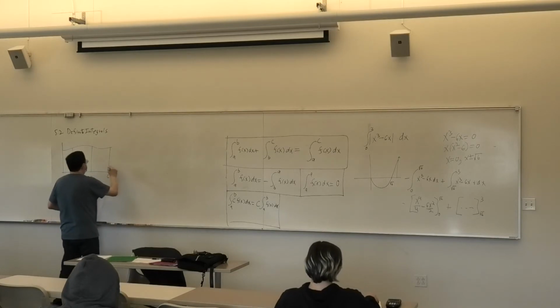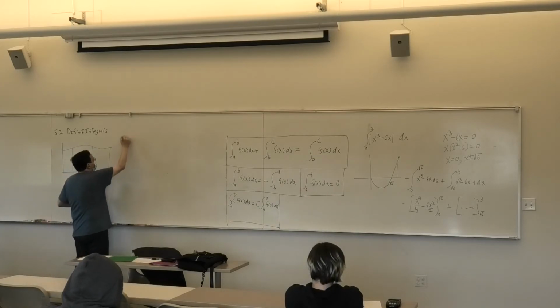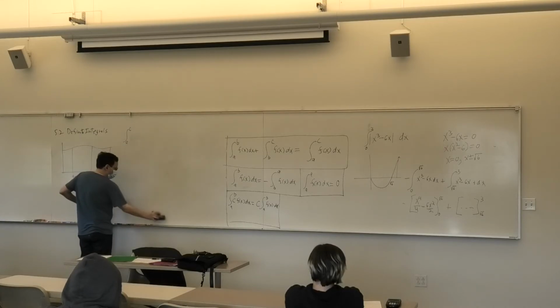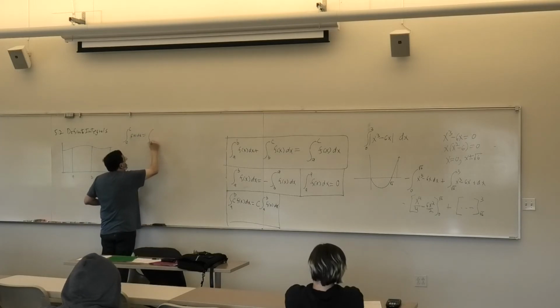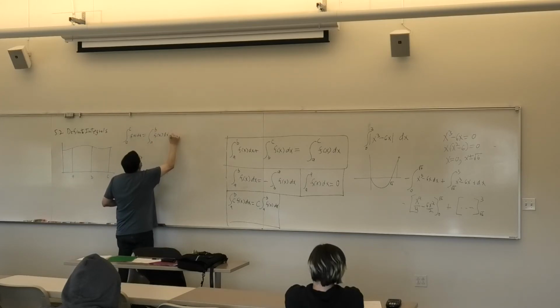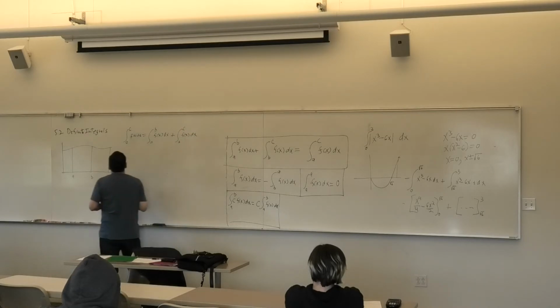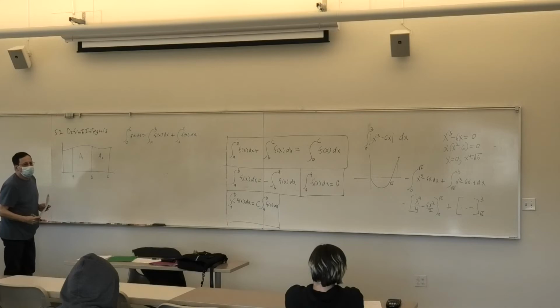So from this diagram, I'm going to go about it a little differently. From this diagram, you can see that the integral from A to C is just the integral from A to B plus the integral from B to C. That's obvious. Just here, A1 plus A2 is the total area, right?